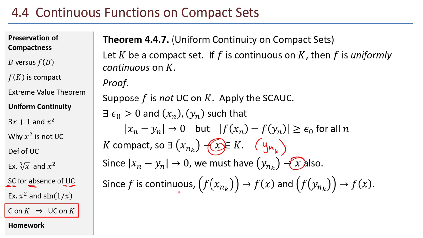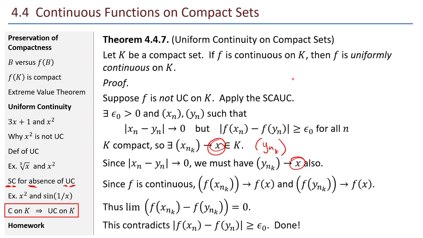My function f is continuous, so by using the sequential characterization of continuous functions, I know that the sequence of function values at the x's approaches f of x, and the sequence of function values at the y's approaches f of x also. Well, let's take a difference of these two sequences. The limit of f of the x's minus f of the y's has to go to 0. But now I've reached my contradiction.